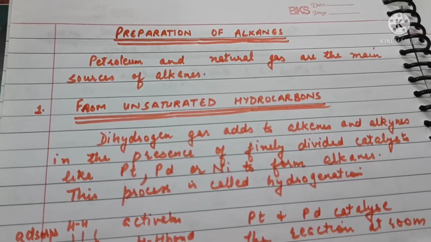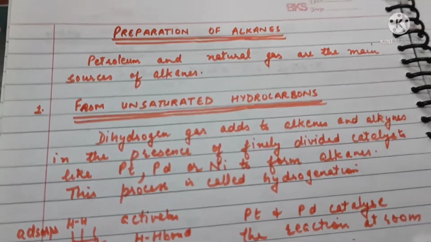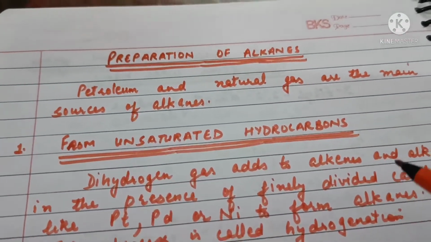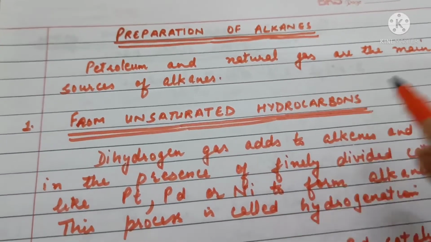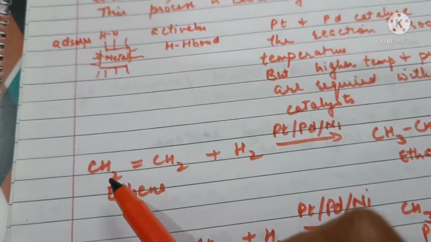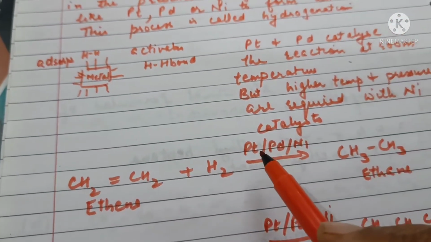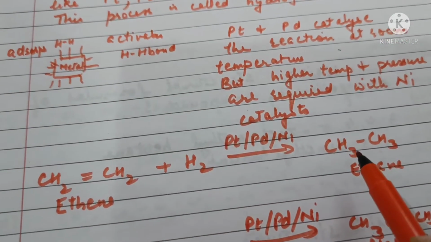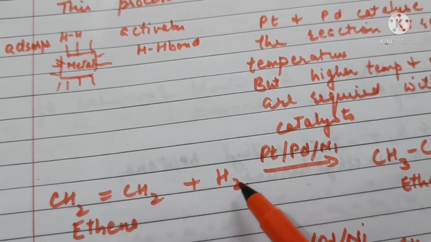We are doing hydrocarbons, and today's topic is preparation and properties of alkanes. So, petroleum and natural gas are the main sources of alkanes, but they can be obtained from, number one, unsaturated hydrocarbons. Dihydrogen adds to unsaturated hydrocarbons in the presence of platinum, palladium, or nickel as catalyst to form alkanes, and this process is called hydrogenation.